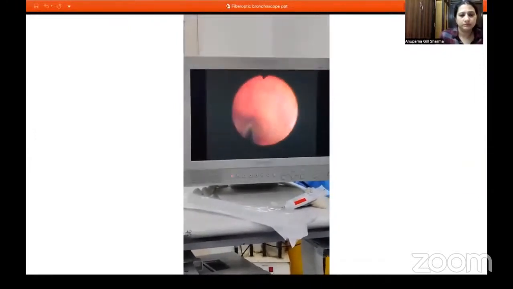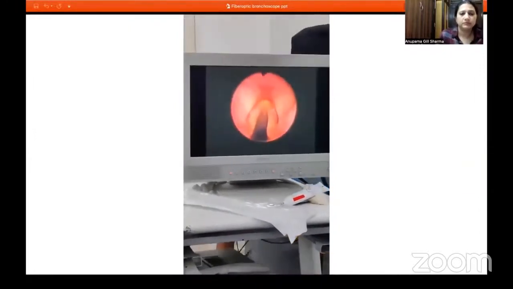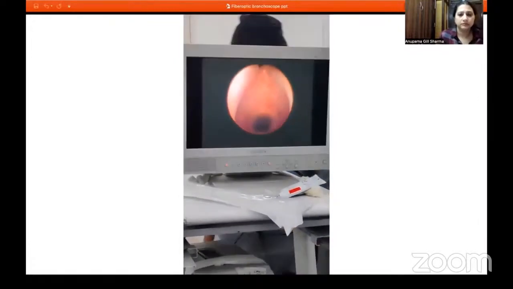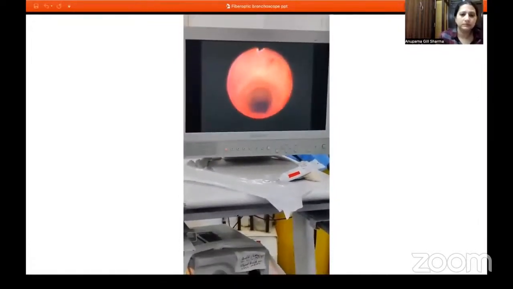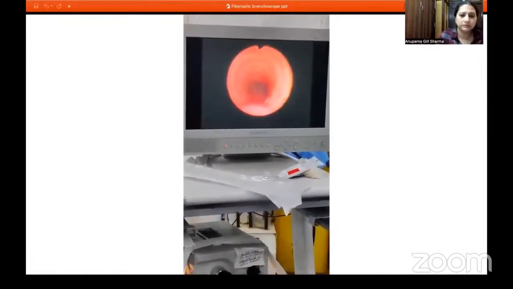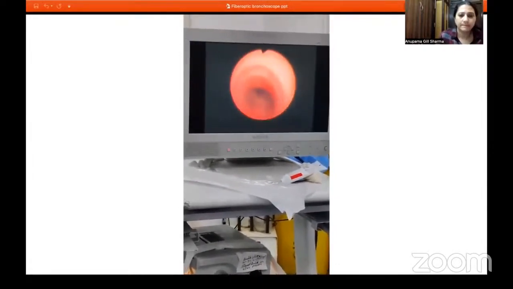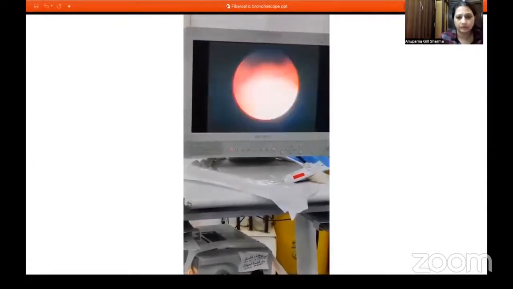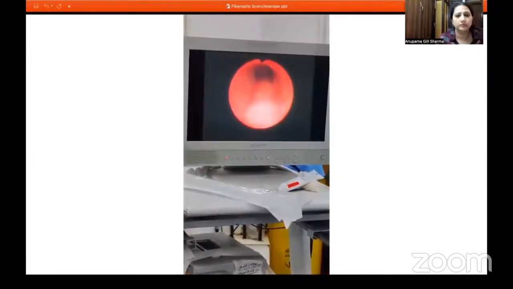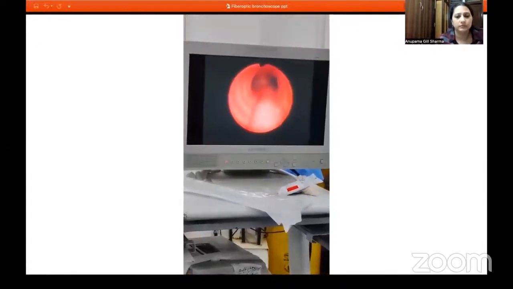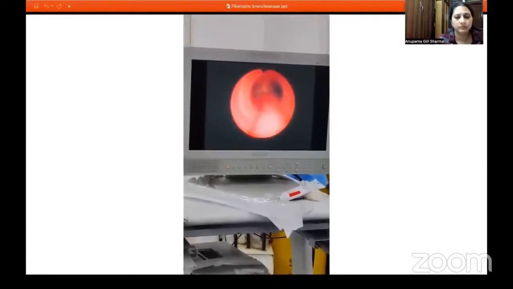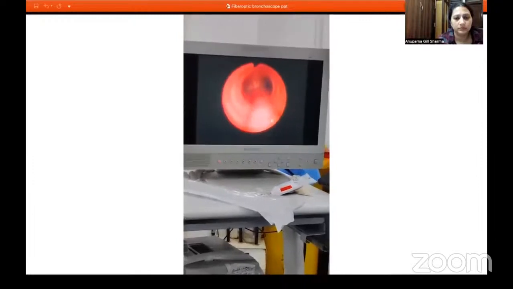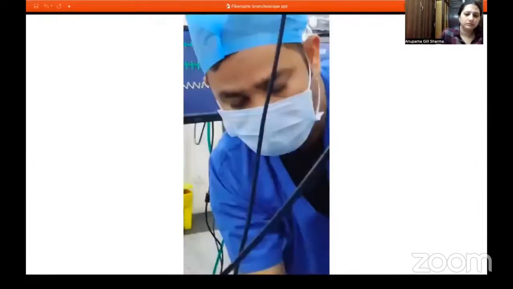And at the arytenoid cartilages, we have to center it by movement of the lever and by rotating the body. So there is the trachea. You can see the tracheal rings here. You have to keep the point in the center where we are going. So once it reaches the carina, you put it over there and the tube is introduced.